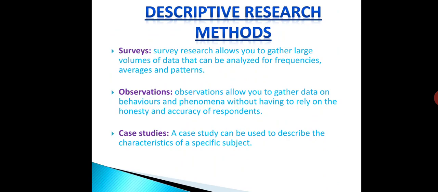Second method is observations. Observations allow you to gather data on behaviors and phenomena without having to rely on the honesty and accuracy of respondents. This method is often used by psychological, social and market researchers, basically to understand how people act in real life situations. Third one is case study.